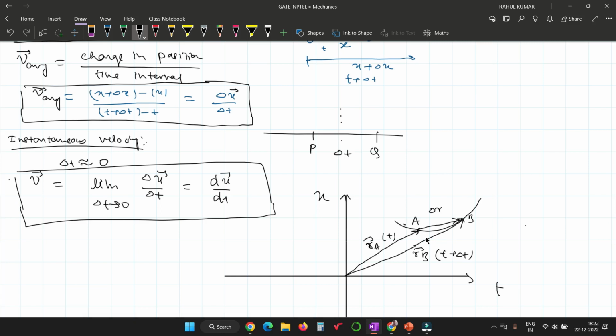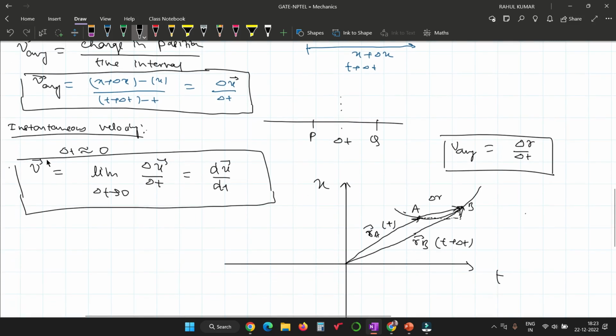Here you can see that if it is delta R and you divide delta R by delta t, what will you call it? Average velocity. Here you can form a triangle. If you divide delta R by delta t, it is the displacement between A and B divided by delta t, so it is called average velocity.